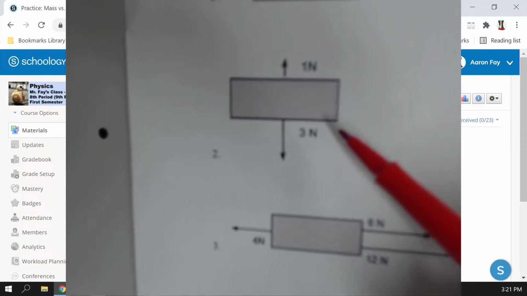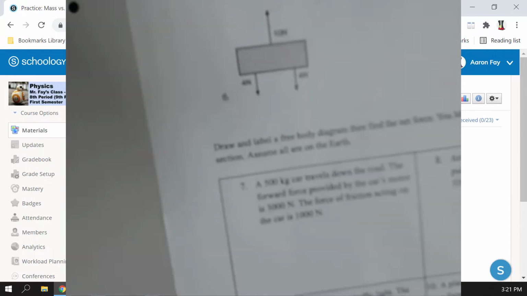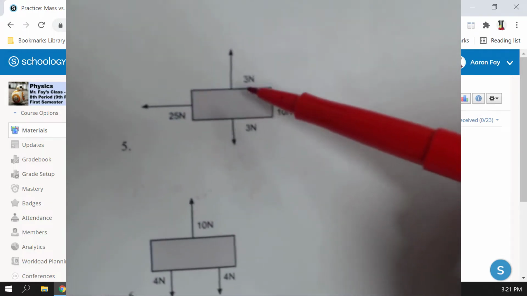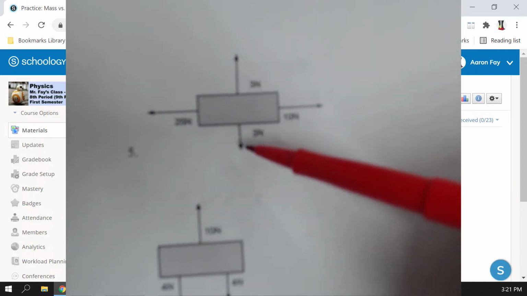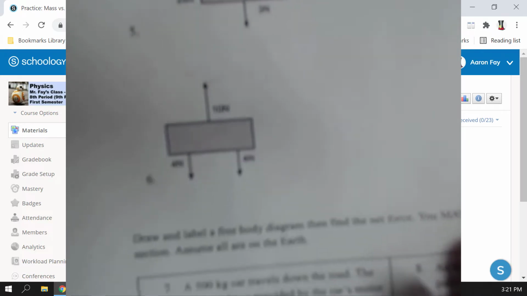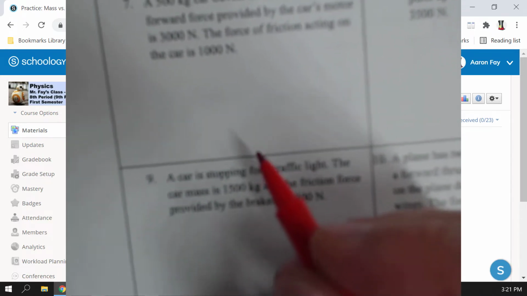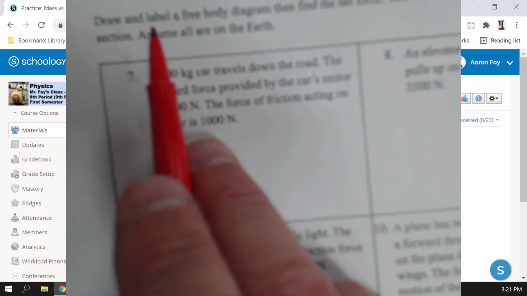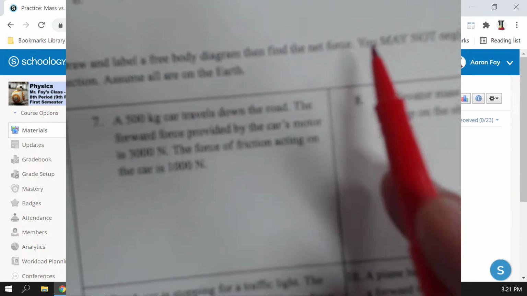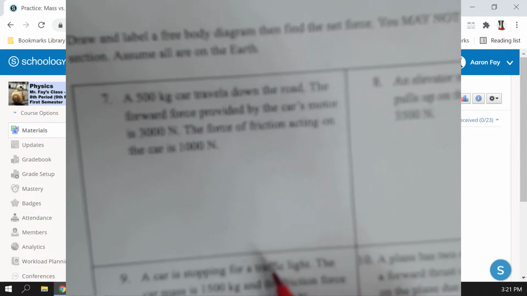Can you complete the rest of these free body diagrams? When you flip it over, they get a little bit more complicated because now I'm talking about both the y-axis and the x-axis. Once you get to 7, 8, 9, and 10, now I want you to draw and label free body diagrams and then find the net force. You may not neglect gravity for this section. Let's assume we're on Earth, okay?